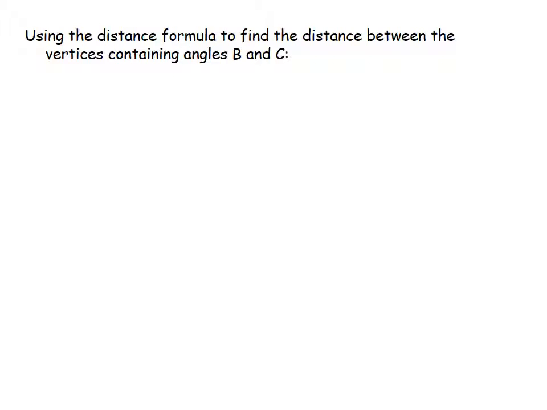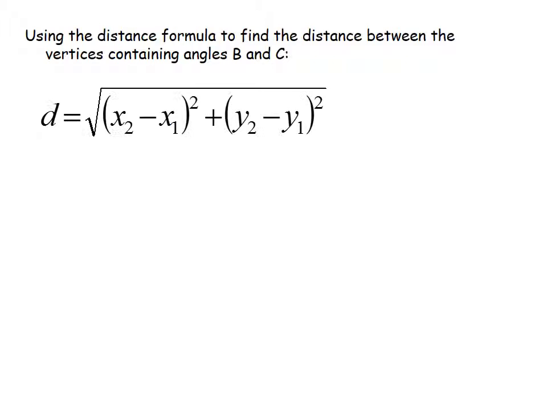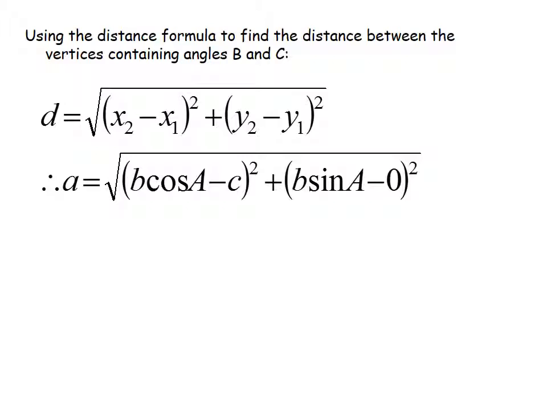So using the distance formula to find the distance between the vertices containing angles B and C, so they're the other two angles, there's our distance formula just to remind ourselves. So we pop in, we have a, this distance we don't know, is equal to the square root of b cos a, so our x value on the outside, minus c, which is our x value of the point that was outside of the circle, all to be squared, plus b sine a, our y value on the point that we'd marked, minus 0, the y value on the point outside the circle, all to be squared.